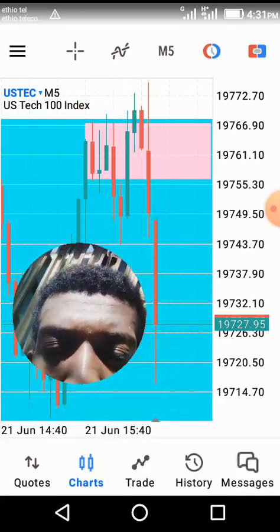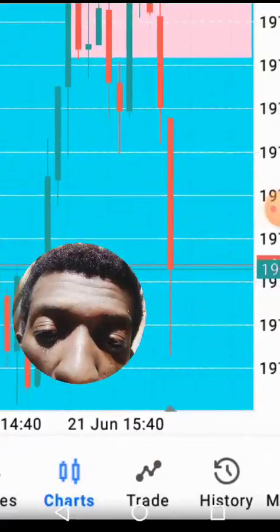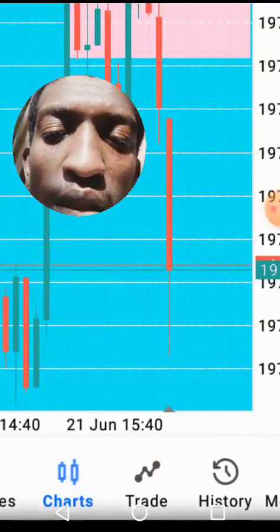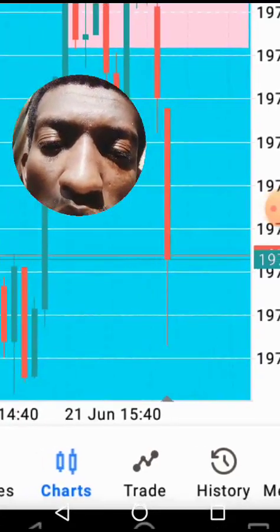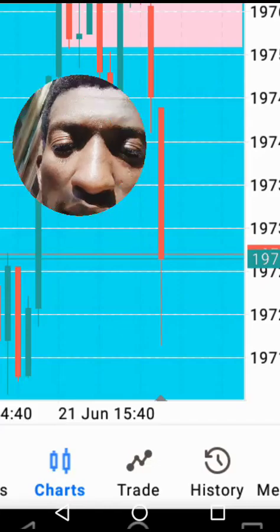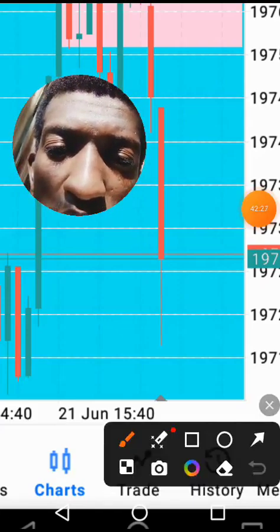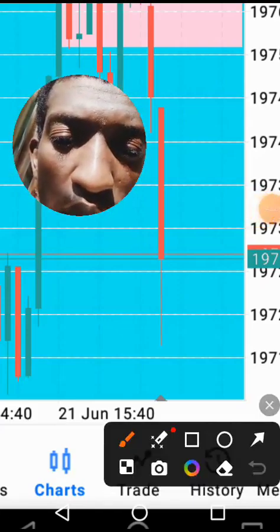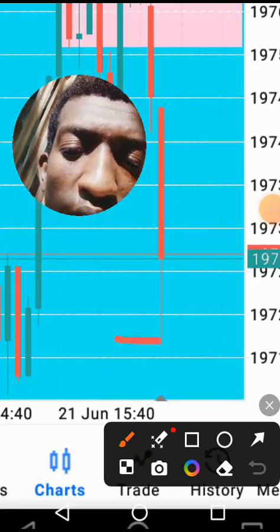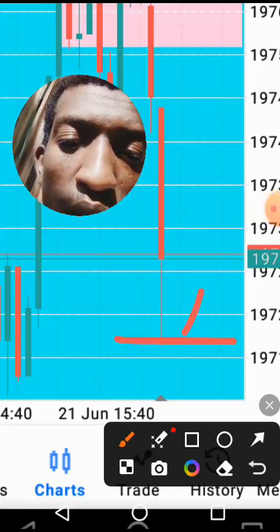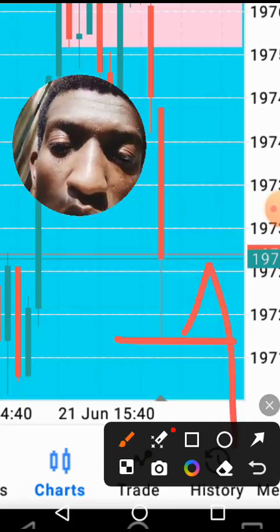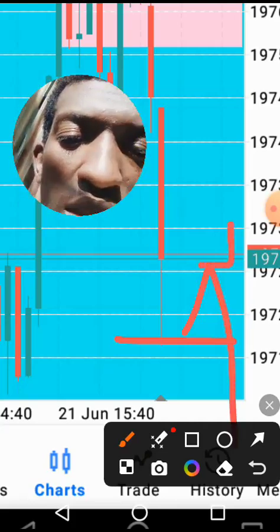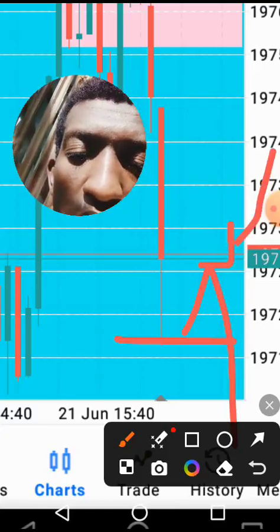Look what happened. This candle made a wick. Most of the time they do this kind of thing. After hitting TP2, there will be some kind of pullback. And then if they want to continue, they will continue. If there is a reversal, most likely there will be a reversal.